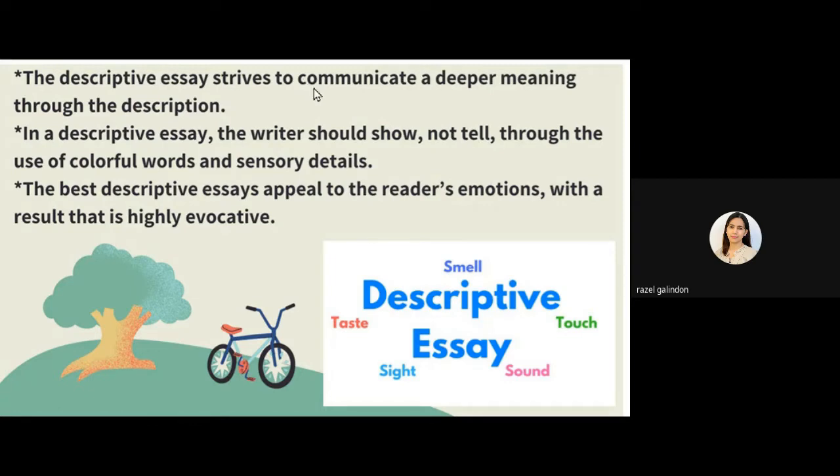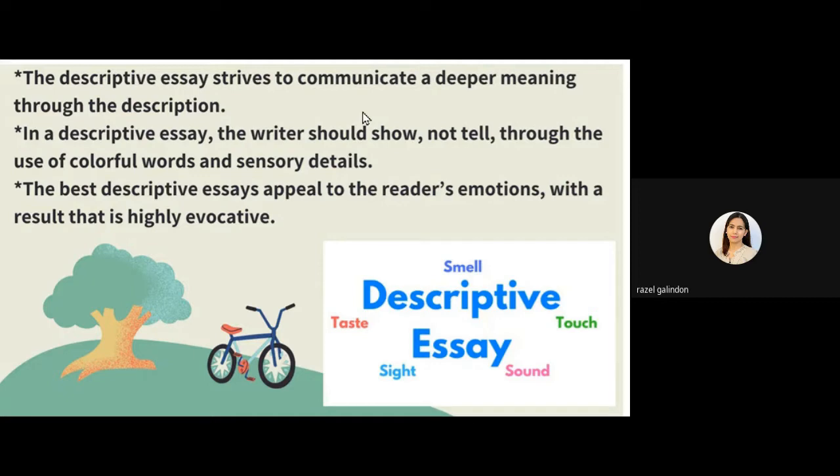So again, the reader of descriptive essay must be able to visualize or imagine what he is reading in the descriptive essay. So the writer of descriptive essay should use different words that can describe the smell, describe the taste, describe the touch, the sight, and sound. Okay, so that is descriptive essay. The writer is describing something.